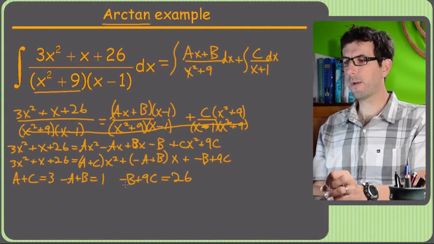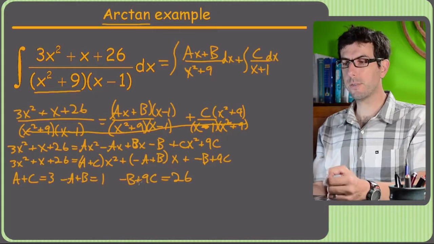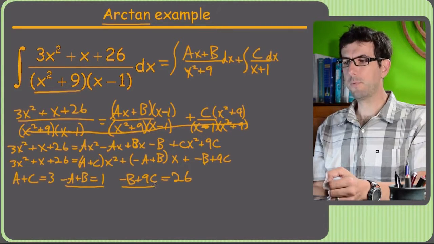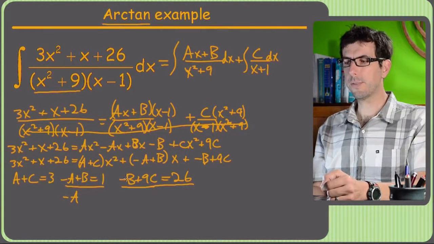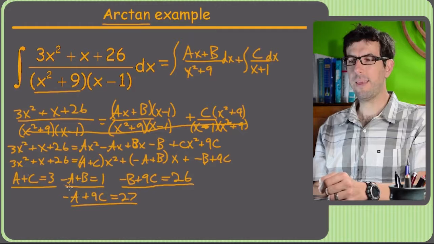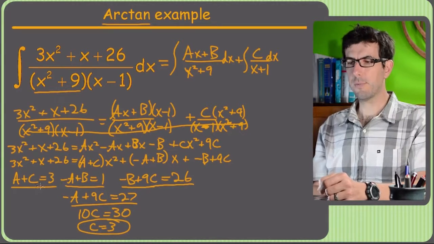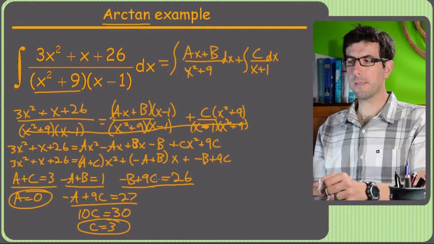Alright, so what can I add together here to cancel stuff out? Well, it looks like if I added the second and third equations, I'd end up with an a c equation. So if I add this equation to this equation, the b's will cancel. So I'll get negative a, then the plus b cancels negative b, plus 9c equals 26 plus 1 is 27. Alright, so now I've got this equation and this equation. If I add them, the a's cancel. So I end up with 10c equals 30, which means that c equals 3. Then if c equals 3, that means that a equals 0. And if c equals 3, that means that b equals negative 1.